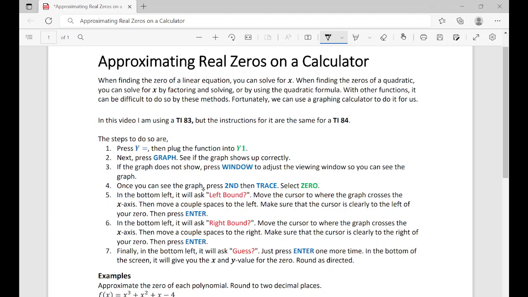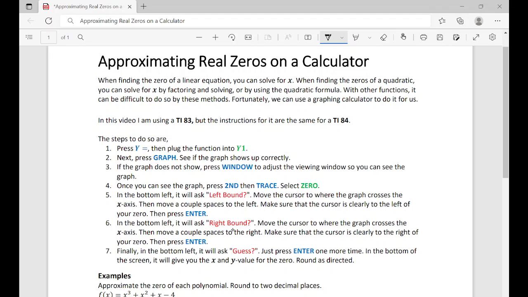4. Once you can see the graph, press second, then trace, and you're going to press the 0 option. Now that your graph is showing up, you're going to be given some directions, and the bottom is going to ask you for a left bound. This just means you need to move your cursor to where the graph crosses the x-axis, then move a couple of spaces to the left. Make sure that the cursor is clearly to the left of your 0, then press enter.